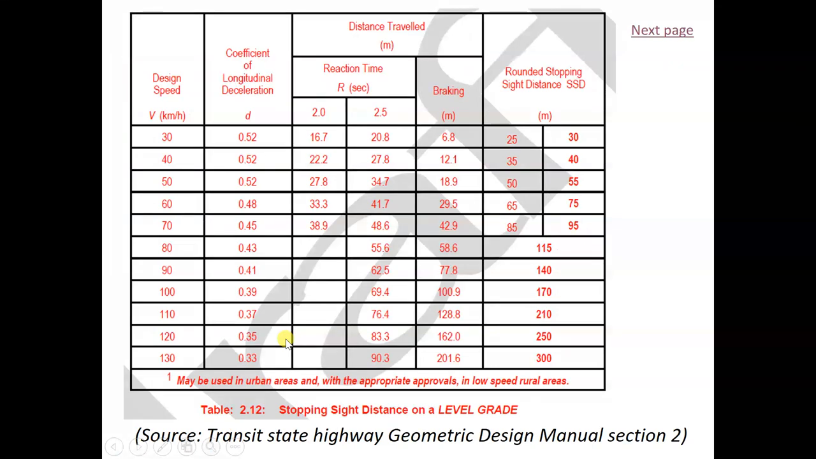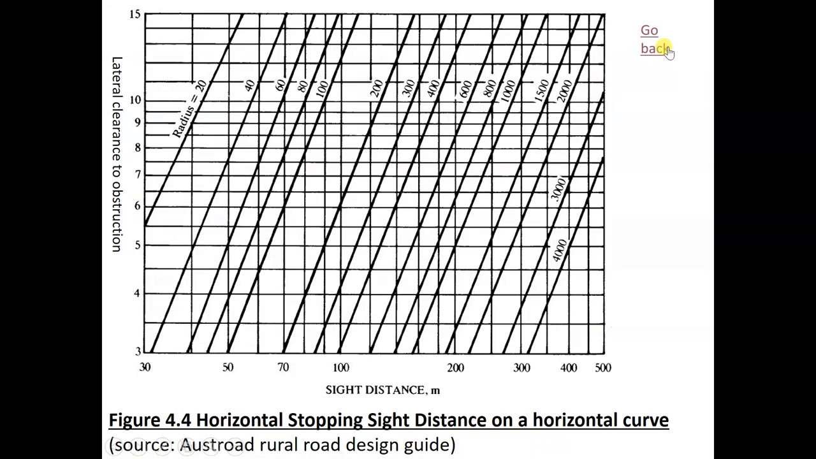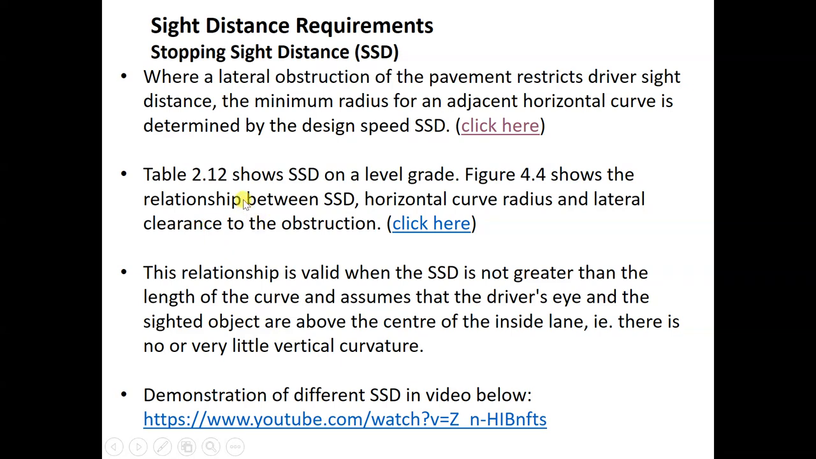If you look back at the chart here, at 65, let's say we are about this place, that means the speed limit probably needs to be reduced to 60 km/h for that bend. Table 2.12 shows the SSD on the level grade. Figure 4.4 shows the relationship between the SSD, the horizontal curve radius, and lateral clearance to the obstruction.